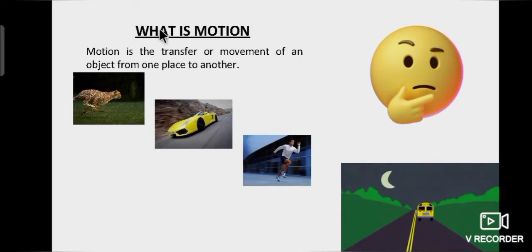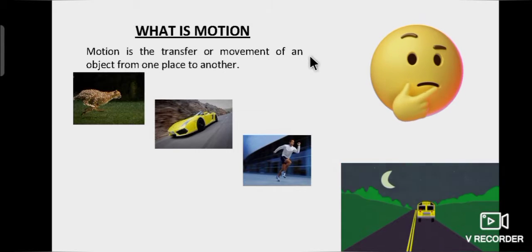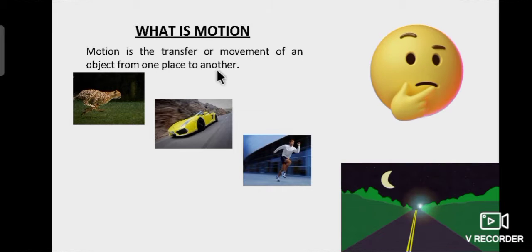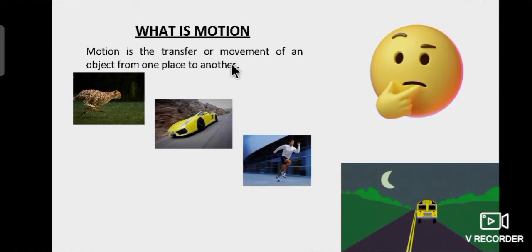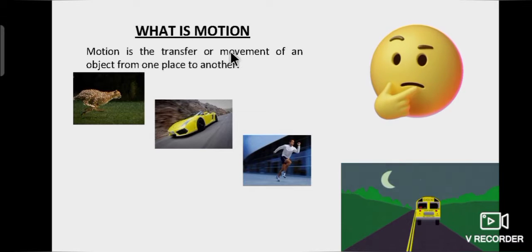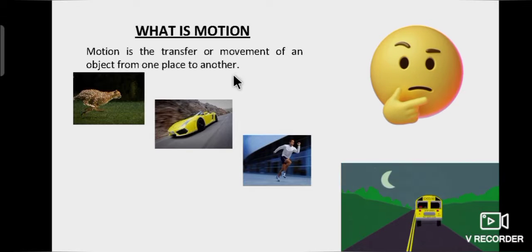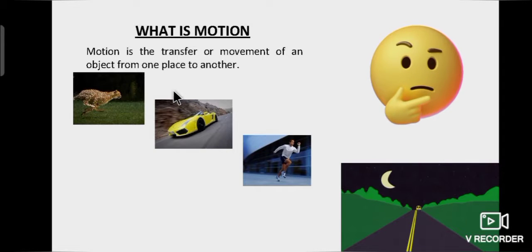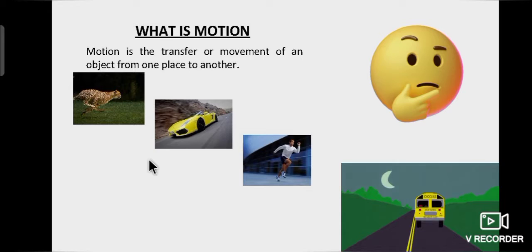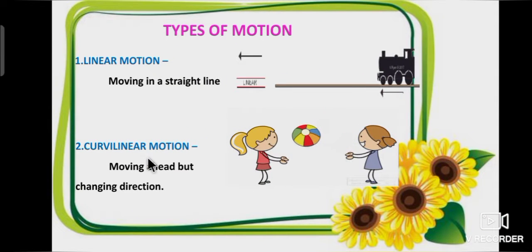Students, now tell me, what is motion? Motion is the transfer or movement of an object from one place to another. It may be any object moving from one place to another place. Now we will see types of motion.